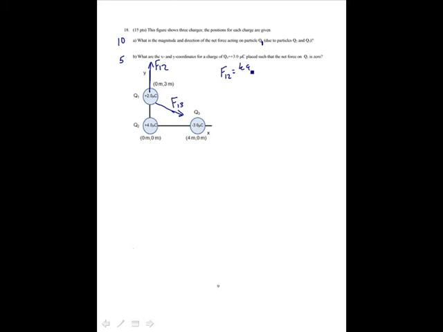F12 is K Q1 Q2 over R squared. K is 9 times 10 to the 9th. Let me just put in the numbers here first. 9 times 10 to the 9th, 2 times 10 to the minus 6 coulombs, 4 times 10 to the minus 6 coulombs, divided by R squared. That's this distance, which is 3 squared. This gives me a value of 0.008 newtons.